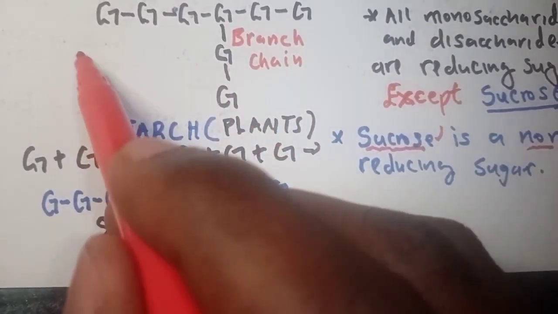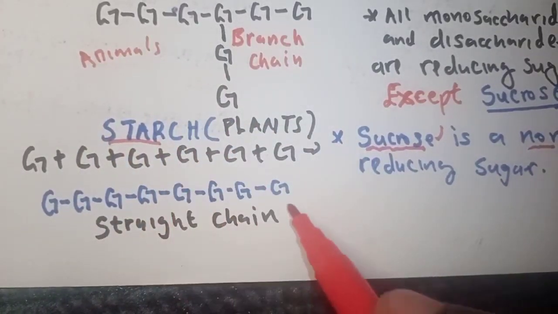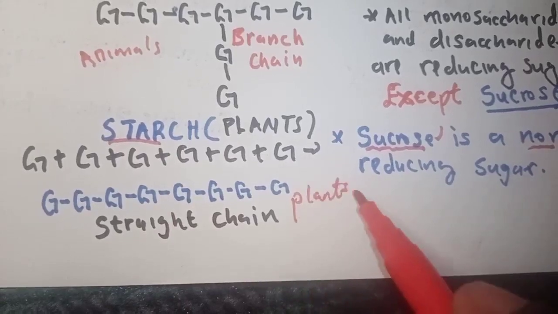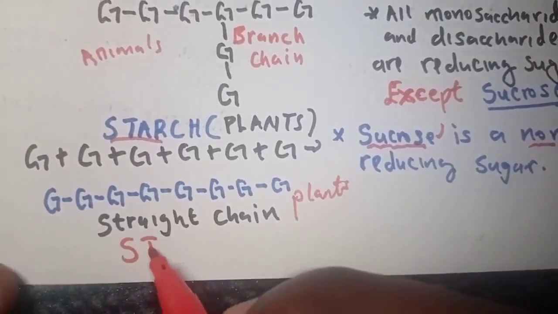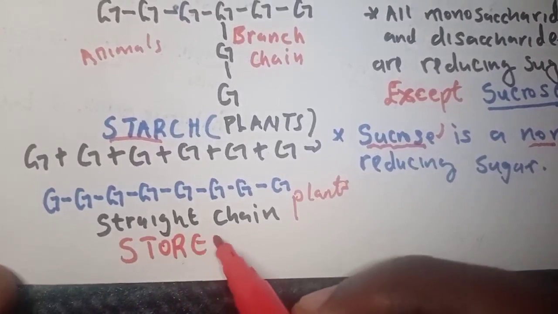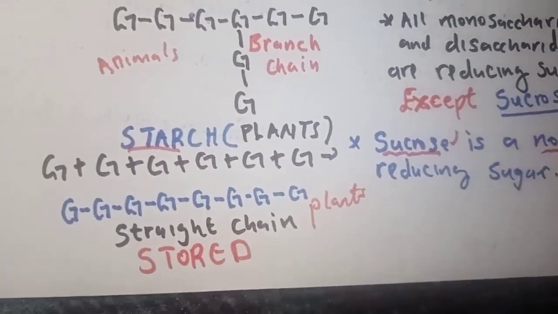Glycogen is found in animals, human beings, but starch is found in plants. Okay, so now, why does glucose combine like that to form these polysaccharides? The main reason is so that they can be stored.